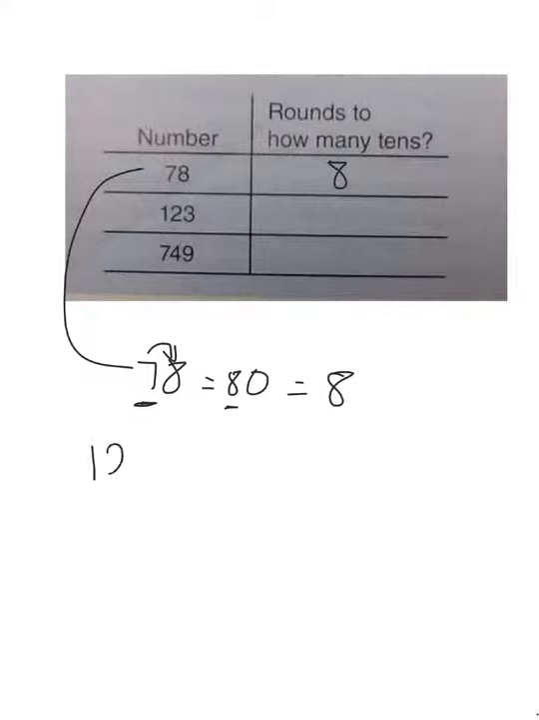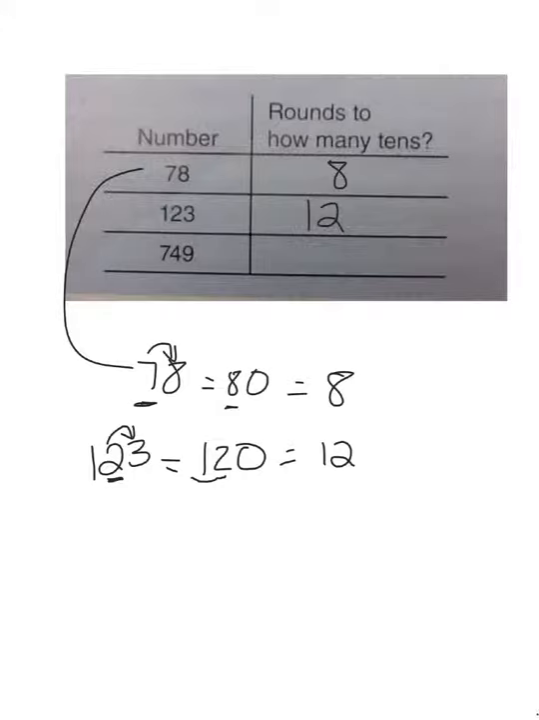We have 123. The first thing I need to do is round the number to the nearest 10. I find my tens place, I look to the right. If it's 5 or more, it grows. In this situation, it's less than 5, so it stays the same and everything else becomes a 0. So I'm left with 120. How many tens are in 120? Well, I simply look at my tens place and to the left. So I can see here that there are 12 tens in 120. So 123 would round to 12 tens.